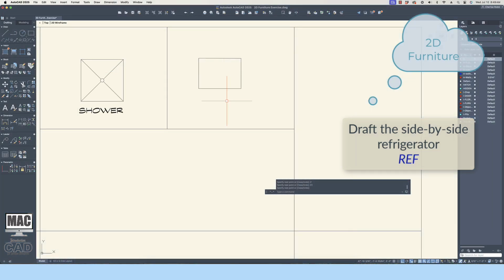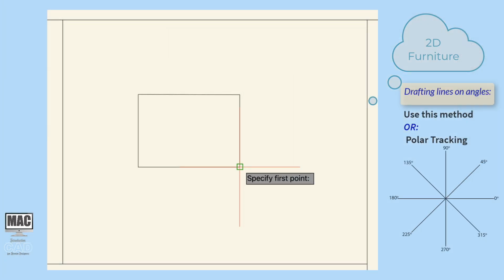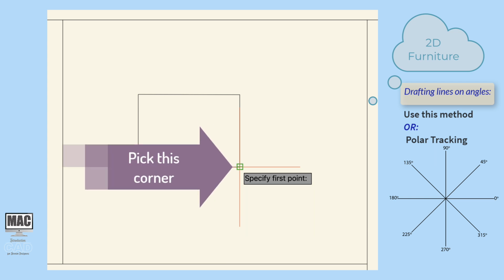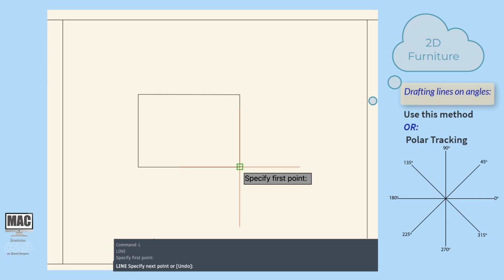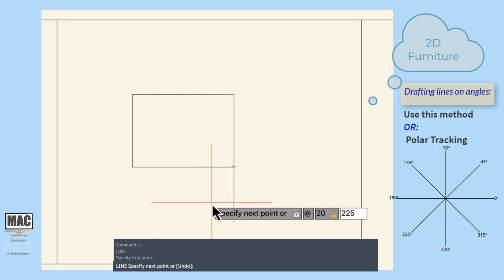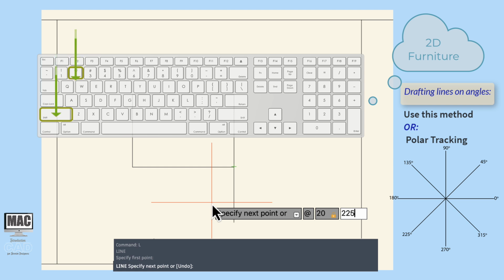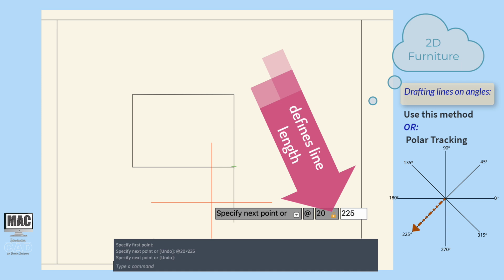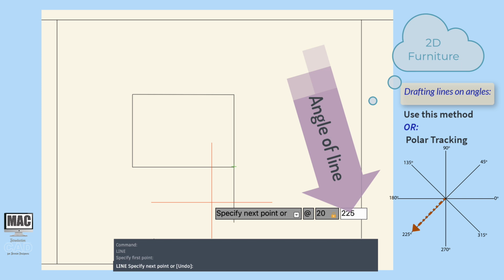Once you have the refrigerator box drafted, it is time to add the doors. Start with the line command. Pick in the lower right-hand corner for the first point. Instead of picking a second point, type at 20 less than 225, enter. The 20 defines the length of the line segment, and the 225 defines the angle in which you're drawing.